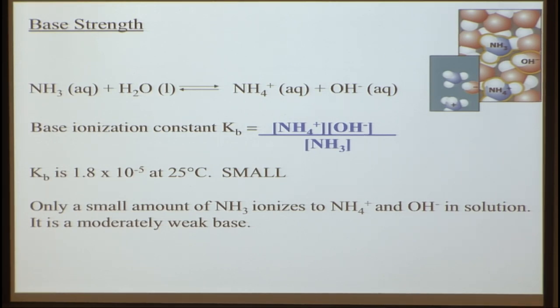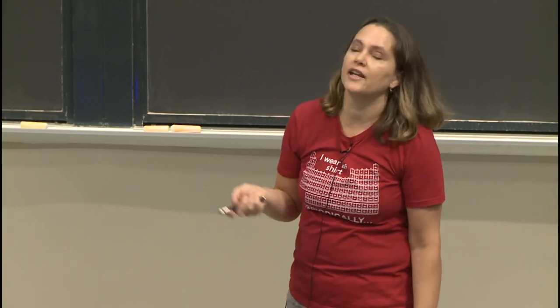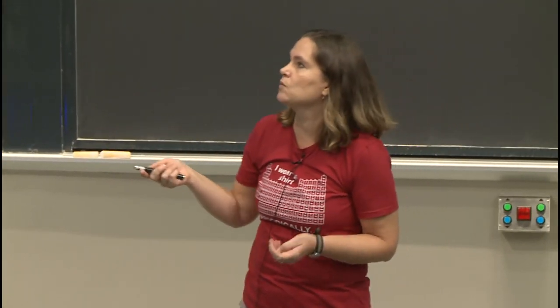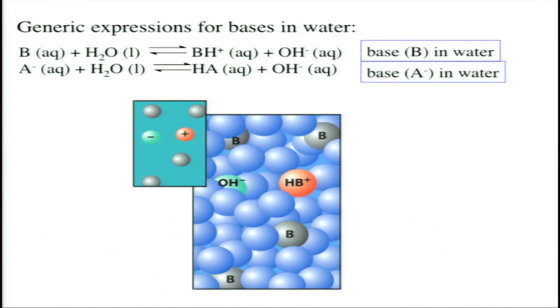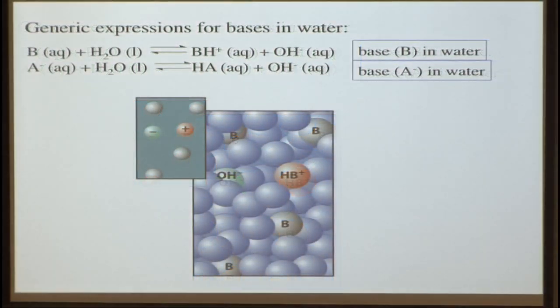So as we saw before, you can have generic expressions for a base in water. We can write B aqueous plus water goes to BH+. The base accepts a hydrogen ion, or proton, and the water loses one, forming OH-. We can also write the expression that often exists from the conjugate of a weak acid, and this is a weak base. So A- plus water goes to HA plus hydroxide ion. So either of these are generic expressions that you can write for a base in water.